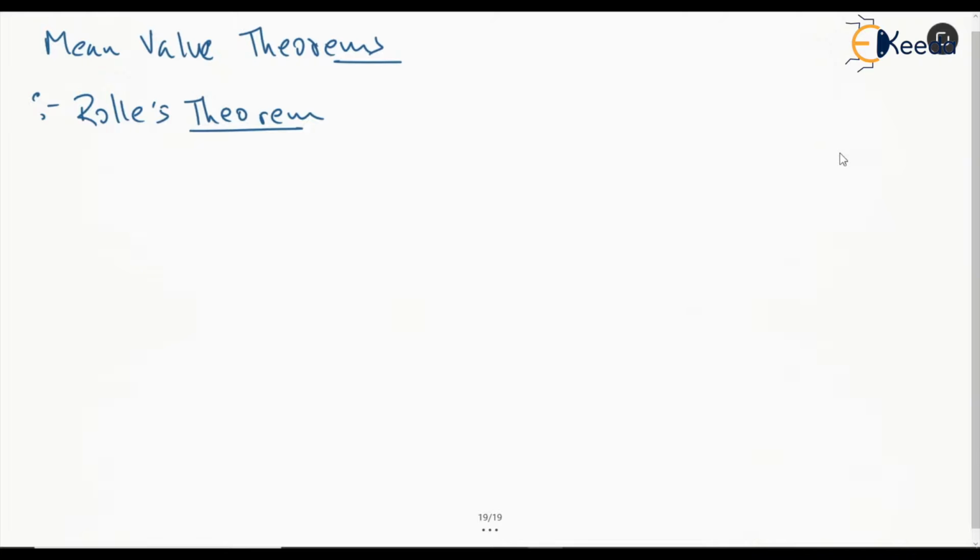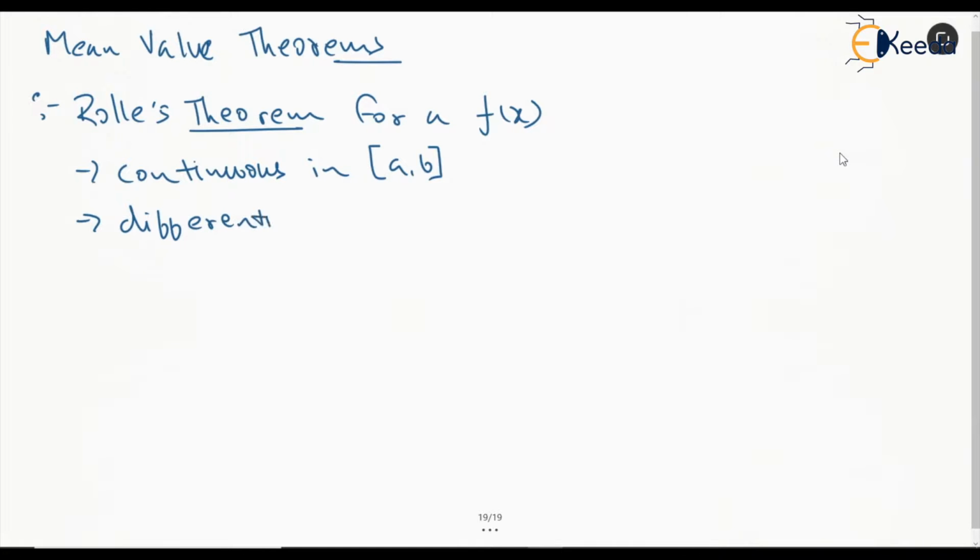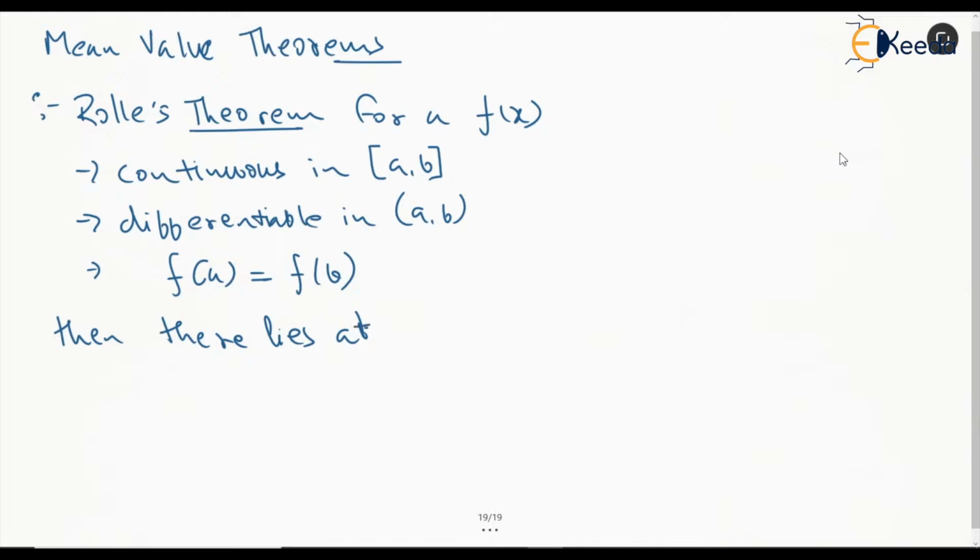Let's say there is a function f of x. For a function f of x continuous in the closed interval a b, differentiable in the open interval a b, and also f of a is equal to f of b, then there lies at least one point, I'm writing it as C, such that C lies between A and B.